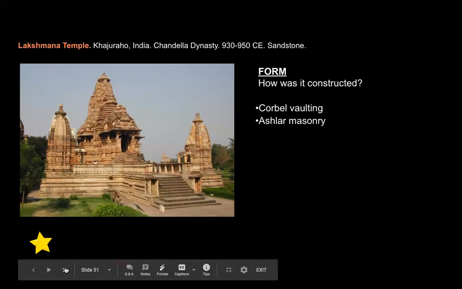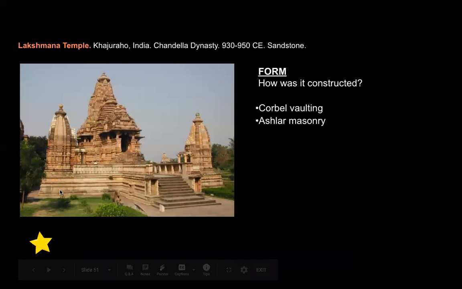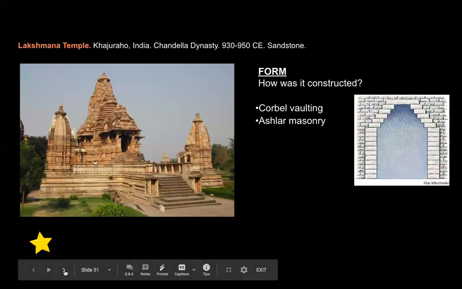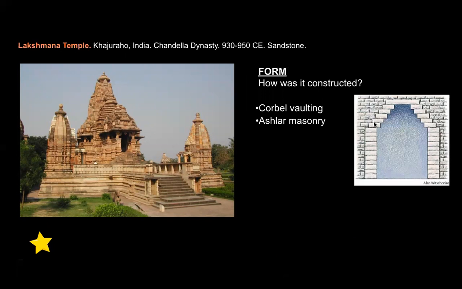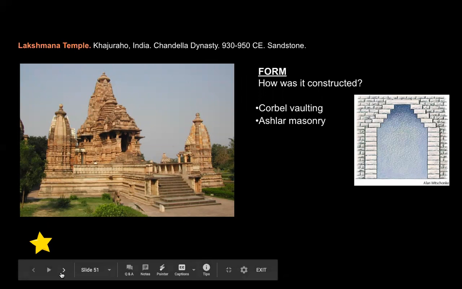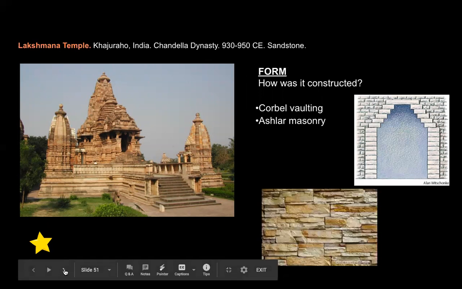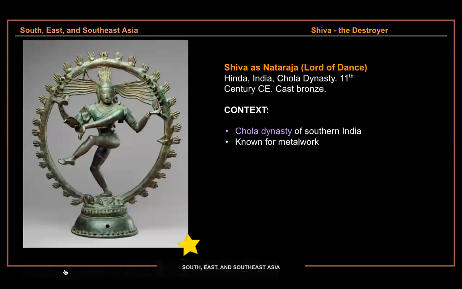Now, the construction of this temple is done with what we call corbel vaulting. This is where you basically stack blocks around. This is very different from the voussoirs that we saw in ancient Rome, where they're wedge-like shapes that fit together. And ashlar masonry is basically where we have a series of stones of different shapes that are stacked together rather than with regularity. Okay.